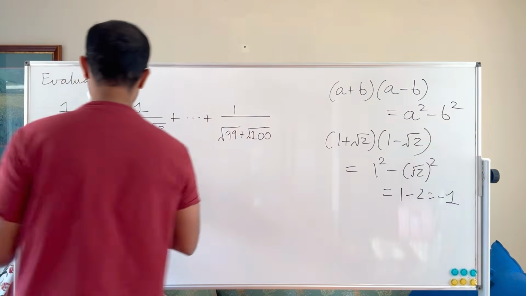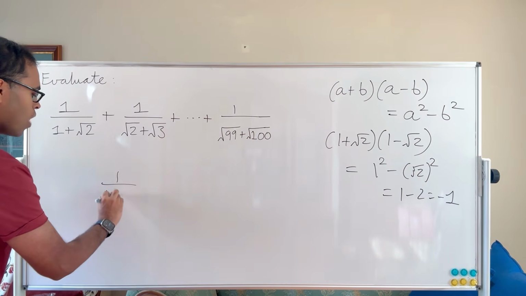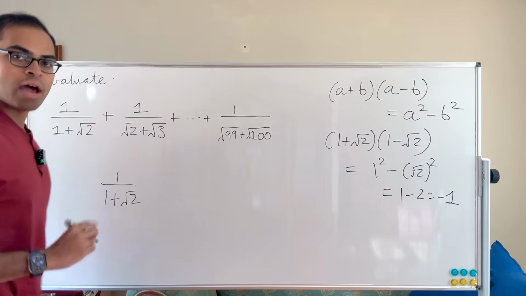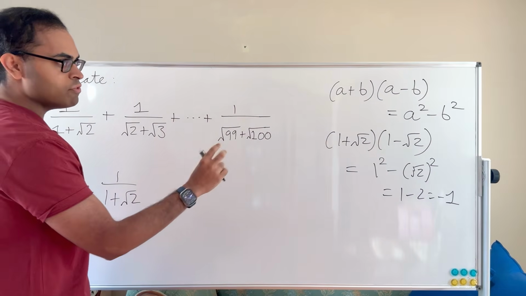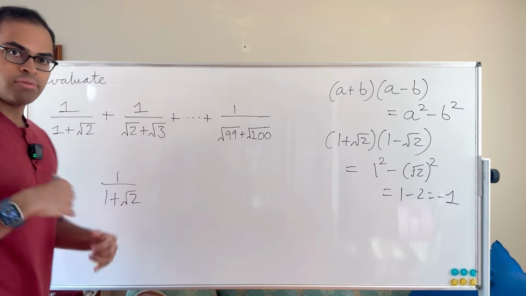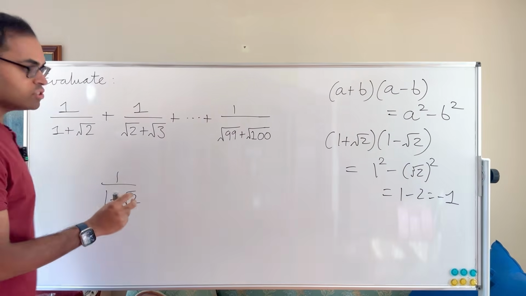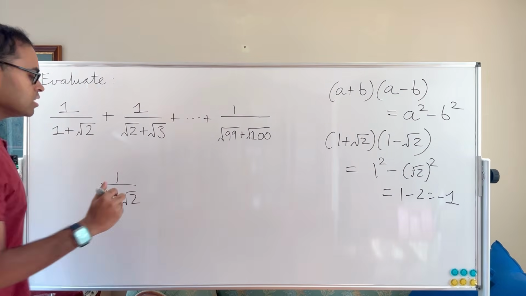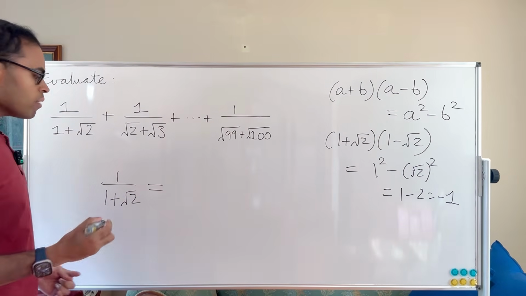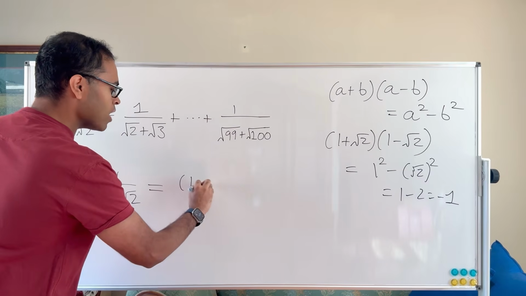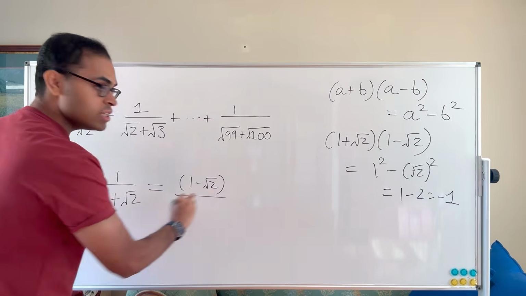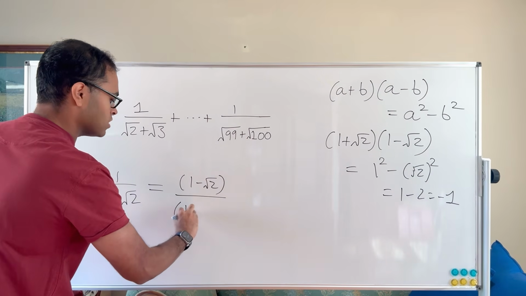So let's now look at what happens with this fraction. We've got 1 over 1 plus root 2, and we're going to do the trick. We know that if we multiply 1 plus root 2 with something, we can get rid of the square roots. But if we have a fraction, we have to do that to top and bottom. So we need to multiply the top by 1 minus square root 2, and we also need to multiply the bottom by 1 minus square root 2.